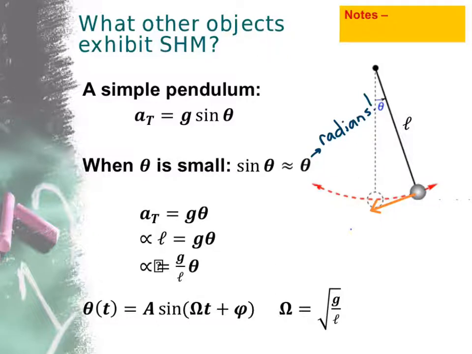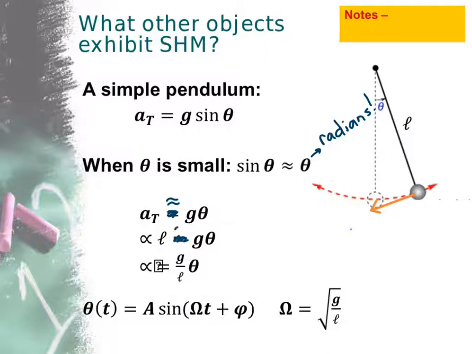So when I replace sine of theta with theta, I get tangential acceleration is approximately equal. Ooh, that looks ugly. Let's just cross this out and put our squiggly equal sign: it is approximately equal to g times theta.